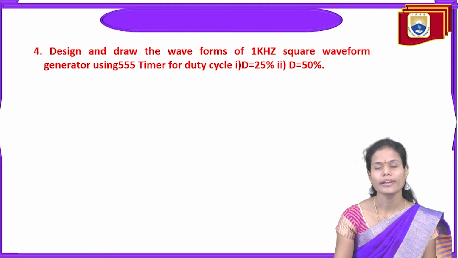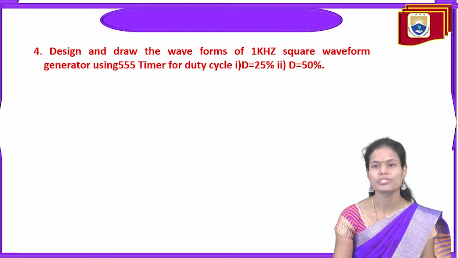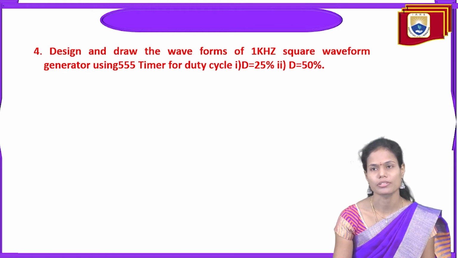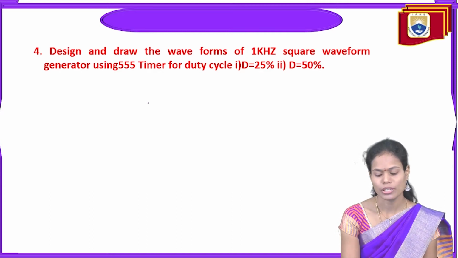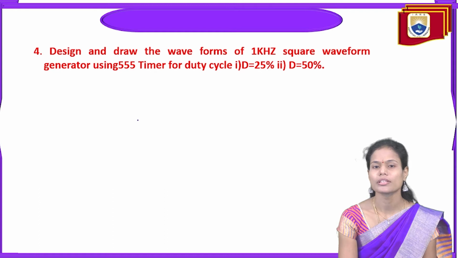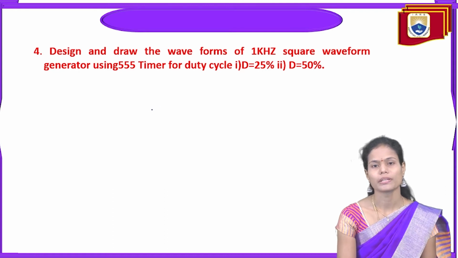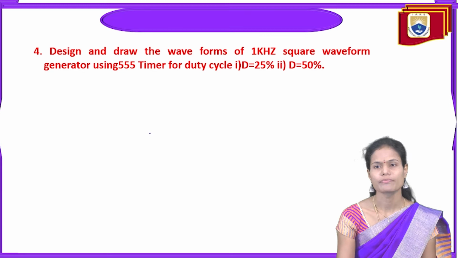And next, design and draw the waveforms of a 1 kHz square wave generator for duty cycles of 25% and 50%. Here we have to draw the square wave generator using the op-amp circuit, providing positive feedback as well as negative feedback. After drawing that, we have to find the duty cycle of that particular square wave generator.